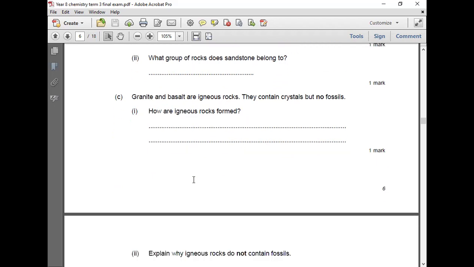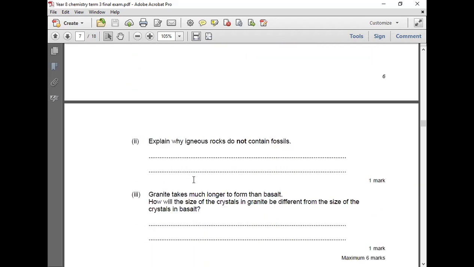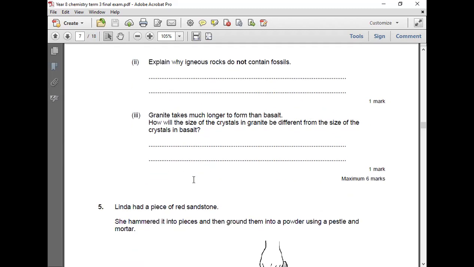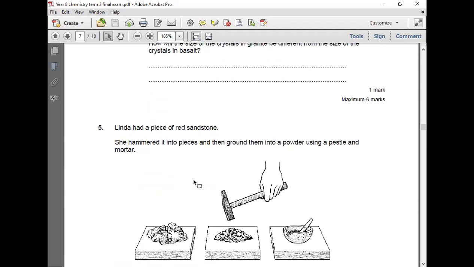How are igneous rocks formed? Explain why igneous rocks do not contain fossils. Granite takes much longer to form than basalt. How will the size of the crystals in granite be different from the size of the crystals in basalt? Question number 5.